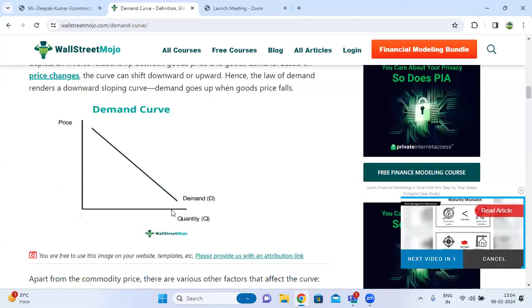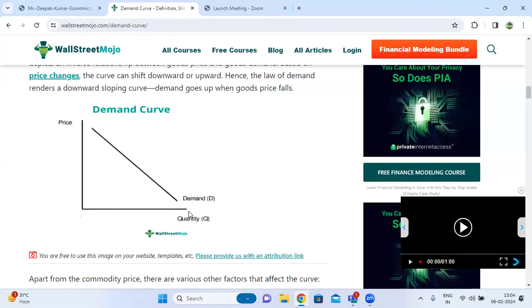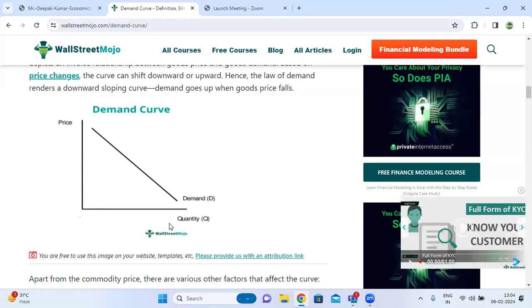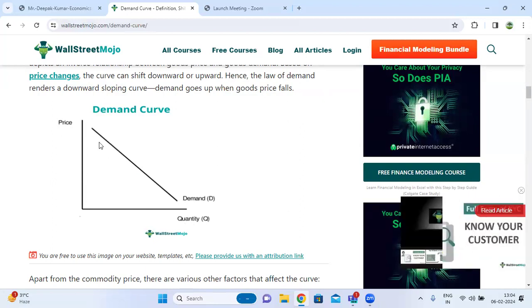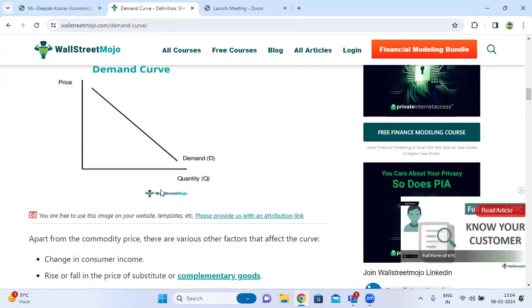In this diagram, the x-axis indicates the quantity of demand and the y-axis indicates the price of the products. DD is the demand curve. It moves from left to right, sloping downward along the x-axis.